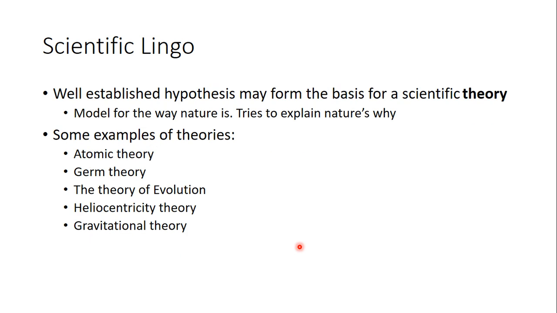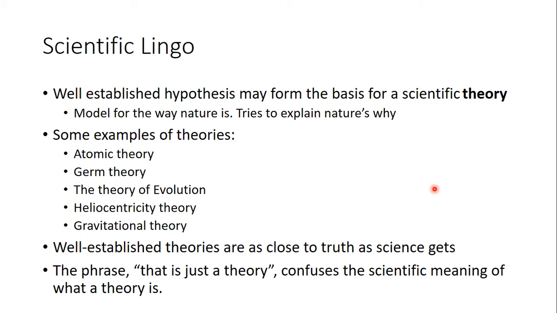Now let's look at scientific theories. If we have a hypothesis and we do many tests on that, we can start to create a model to explain why nature is the way it is. That is, a theory explains the why of things. Some examples of theories are atomic theory: everything is made out of atoms. Germ theory: there are germs. The theory of evolution: life evolves. Heliocentric theory: the sun is the center of our solar system. Gravitational theory: things attract. There's gravity.